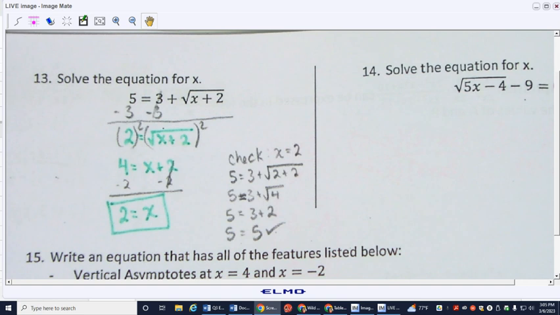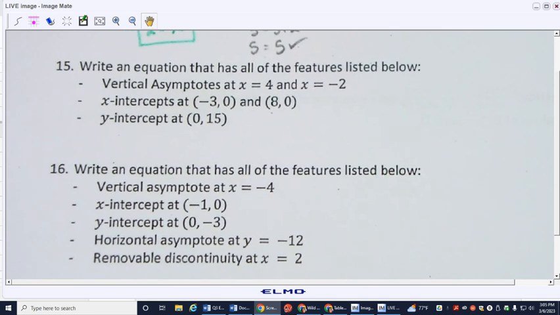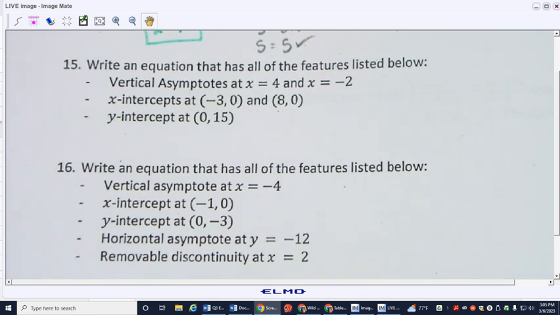If it didn't on the test, would we just write it? No solutions. Oh, or extraneous solutions. Okay? All right, number 15, unless there's any other questions on 13. Okay. Number 15, write an equation that has all of the features listed below.